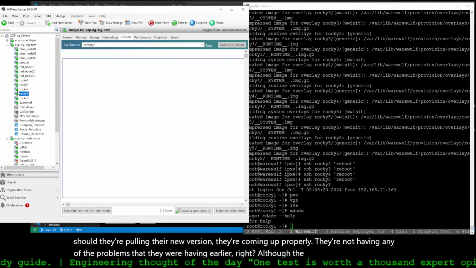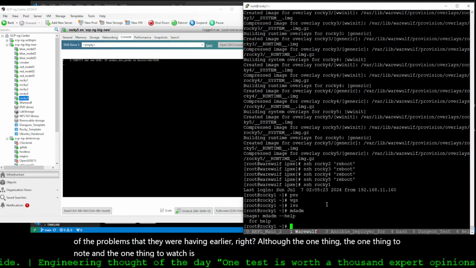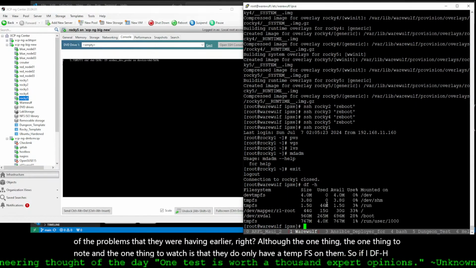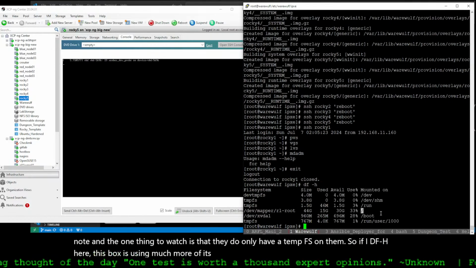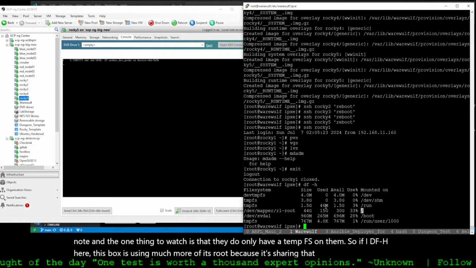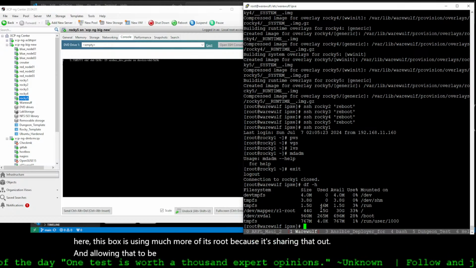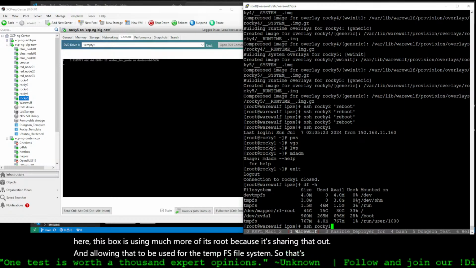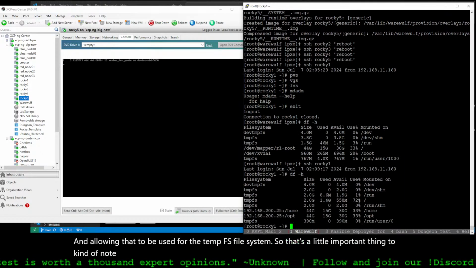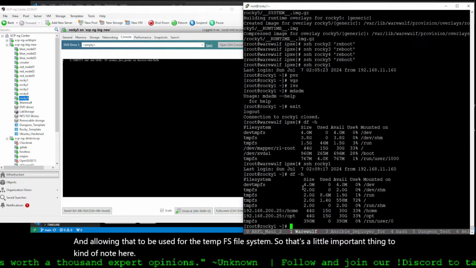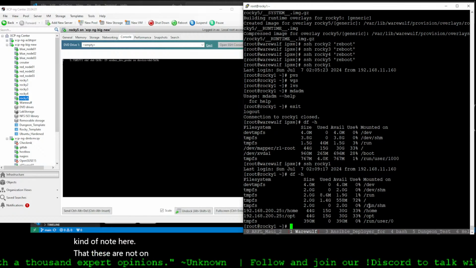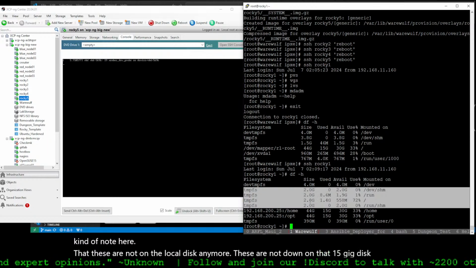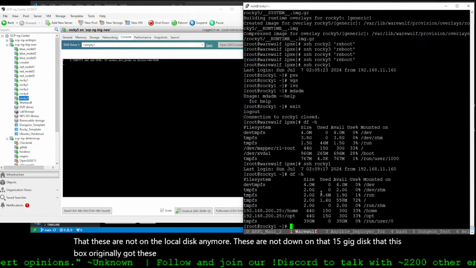Although the one thing to note and the one thing to watch is that they do only have a tempfs on them. So if I df -h here, this box is using much more of its root because it's sharing that out and allowing that to be used for the tempfs file system. So that's a little important thing to note here, that these are not on the local disk anymore. These are not down on that 15 gig disk that this box originally got, these tempfs file systems here.